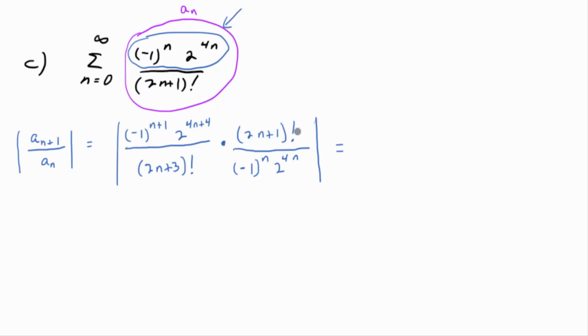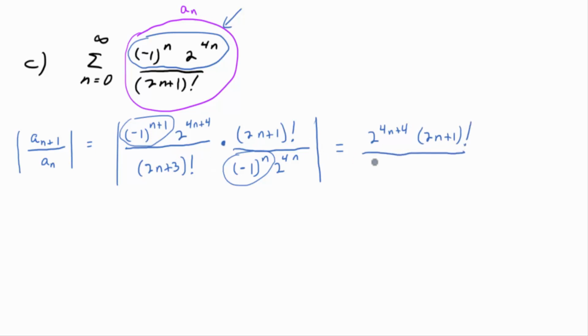Because 2n plus 1 factorial is positive, so is 2n plus 3, so is 2 to the 4n, so is 2 to the 4n plus 4. So as long as we take the absolute value of negative 1 to the power, which makes it just 1, in other words, drop both of these guys, we can just delete the absolute values altogether and write 2 to the 4n plus 4 times 2n plus 1 factorial. I'll put that all in one numerator.